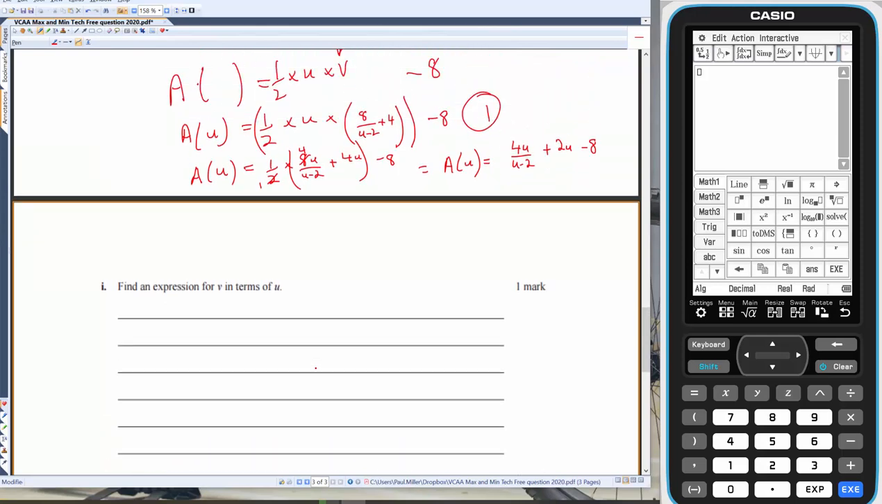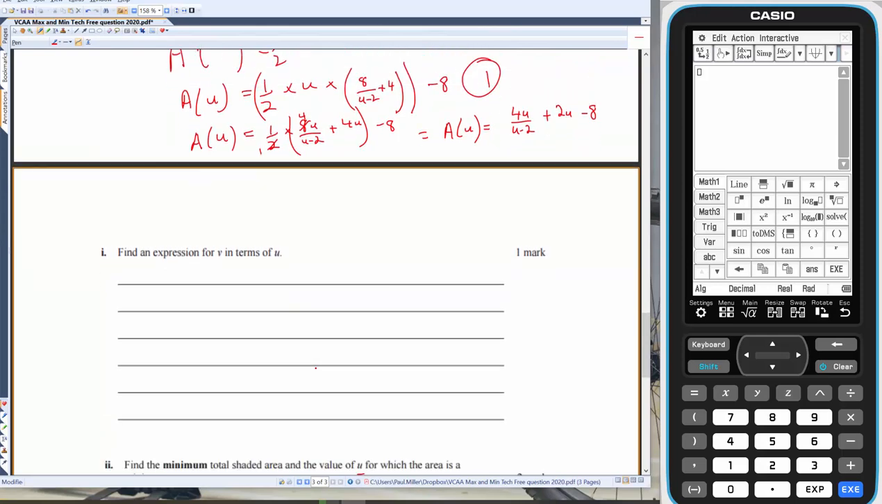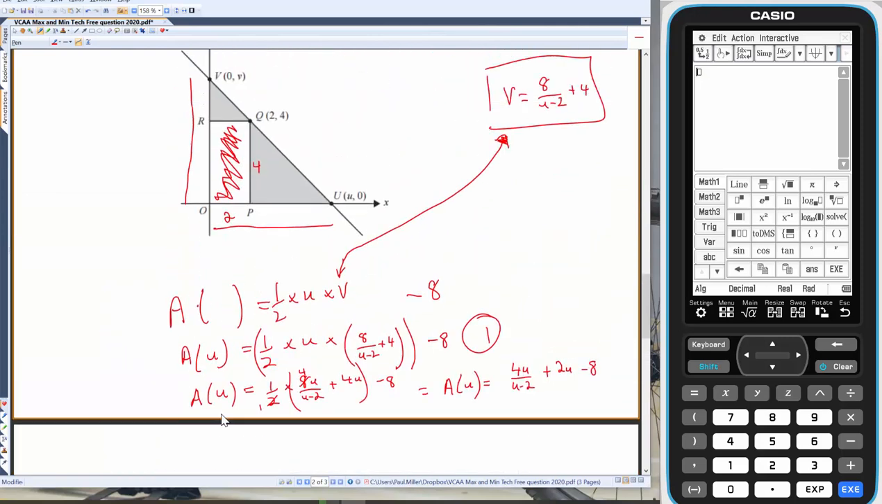This is probably taking me, already what do we got? Like 1, 2, 3, 4, 5 lines, 4 lines already. Okay, and I haven't even diffed it yet. Then I haven't even solved it. So yeah, you can see here you're going to need a bucket load of space.